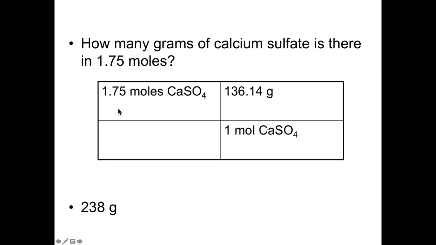Okay, so 1.75 moles of calcium sulfate. The molar mass of calcium sulfate off the periodic table, we have 1 calcium, 1 sulfur, 4 oxygens. When you add up the various atomic masses of all these elements, you're going to get 136.14. We know that moles has to be on bottom because we need to cancel out moles. So it'll be moles here, 1 mole here, and then we're going to go to atomic mass here. We'll take 1.75 times 136.14. That'll get us 238 grams.